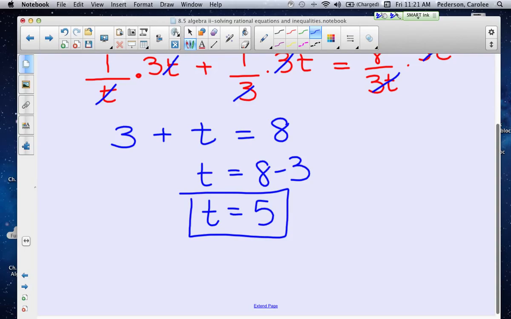So the value of t in this equation is 5. We just have a couple examples left. I'm going to stop the recording there.